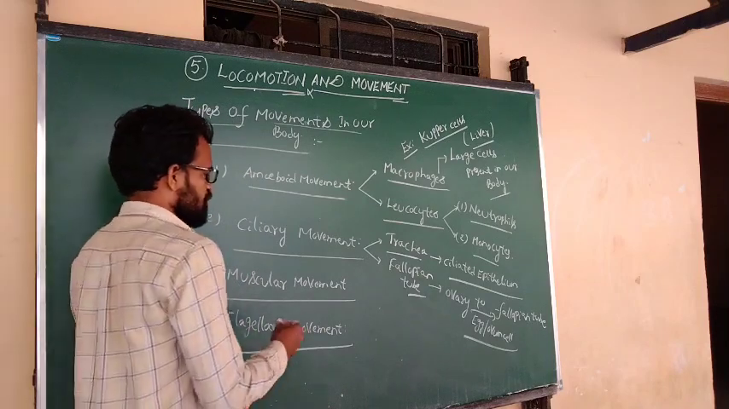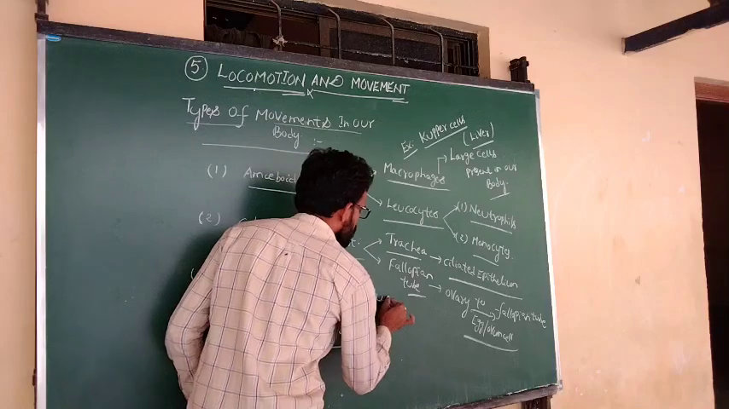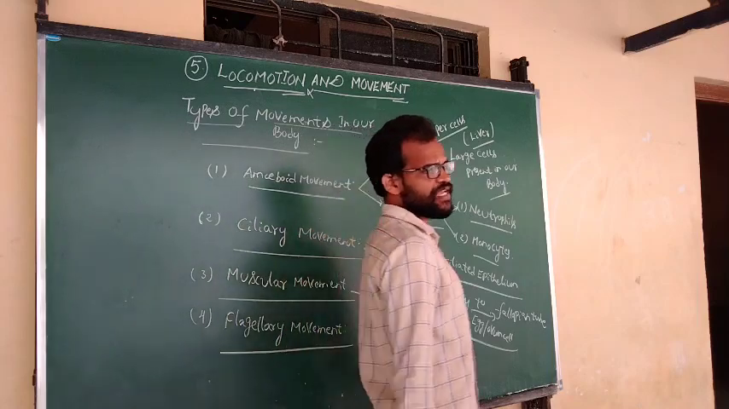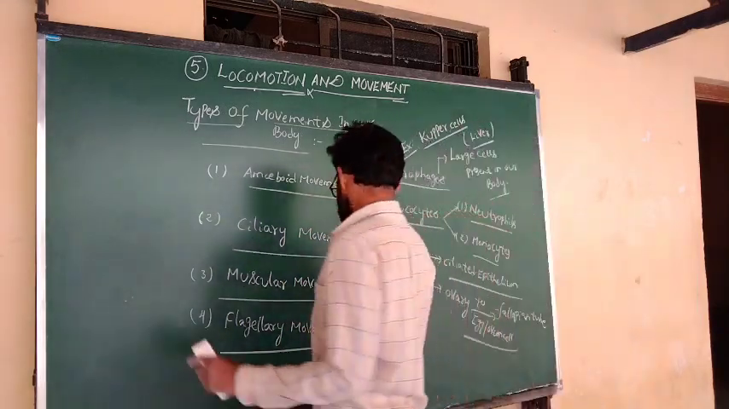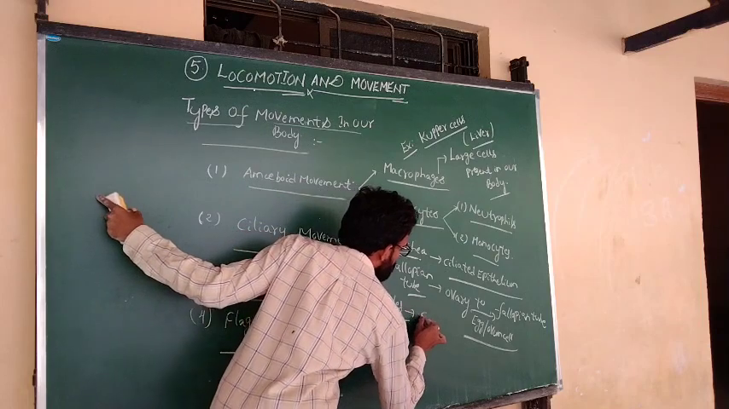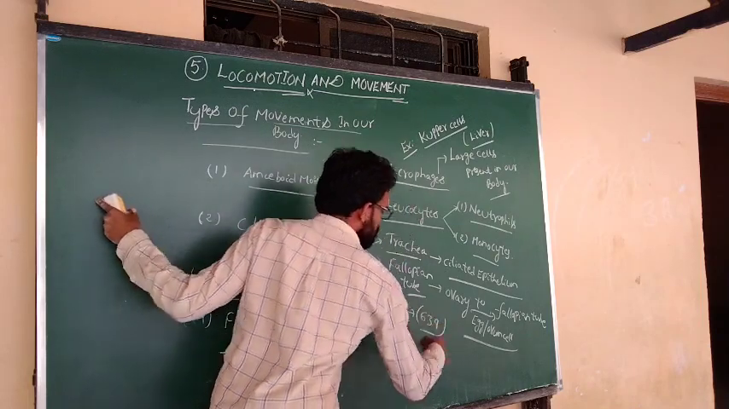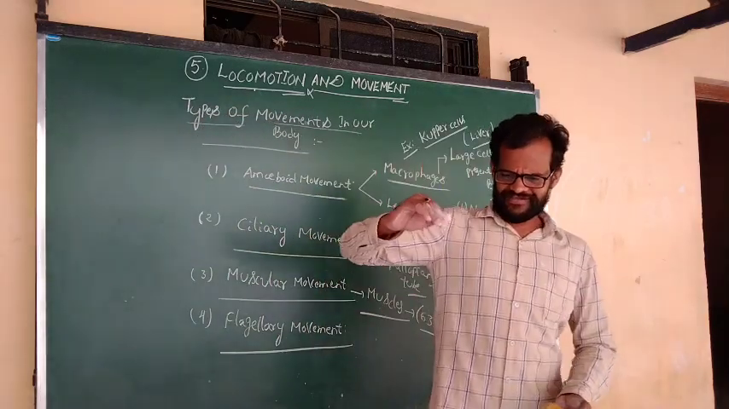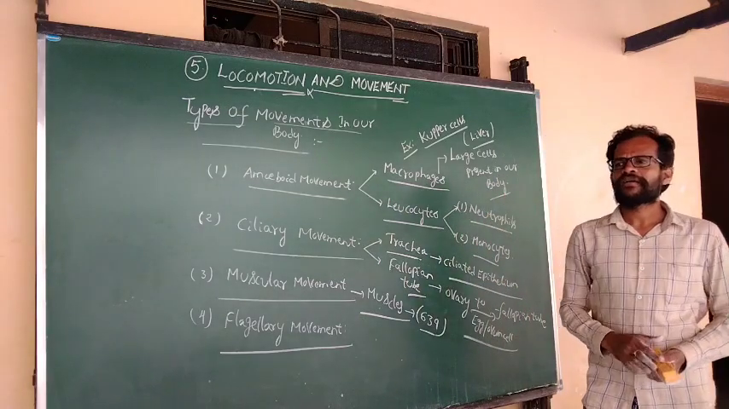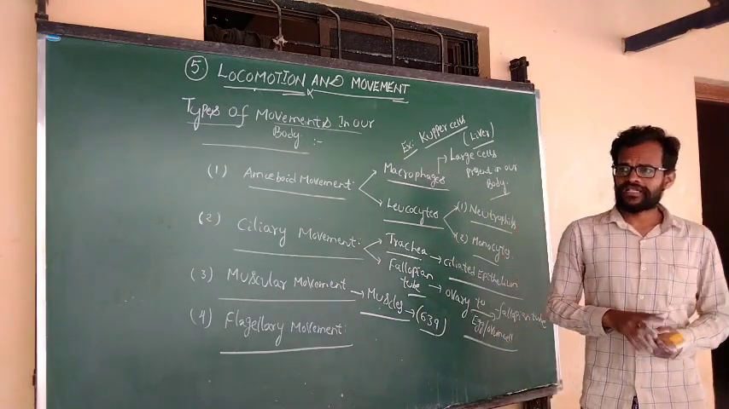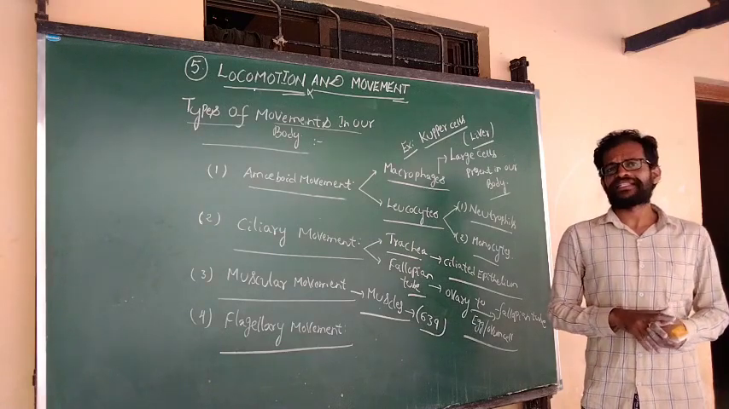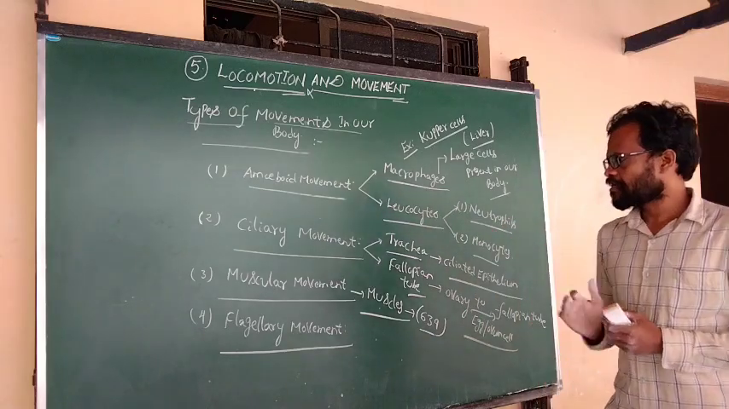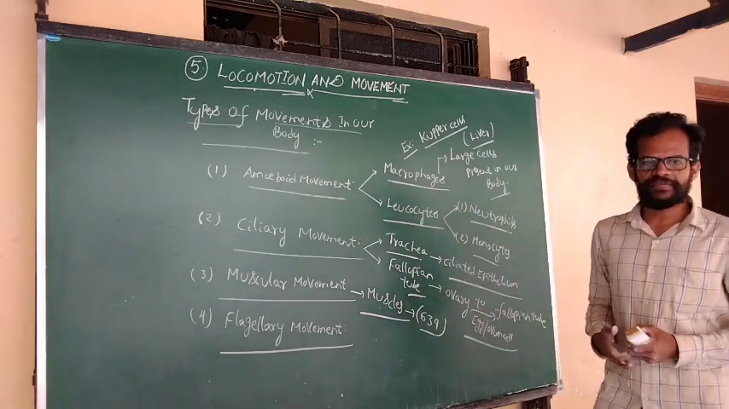And the muscular movement. The muscular movement is exhibited by the muscles, the different types of muscles. 639 muscles are located in our body. Based on location, function, actions and appearance, the muscles are classified into different criteria. We will discuss that later.